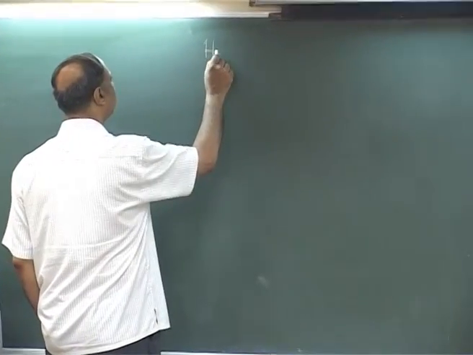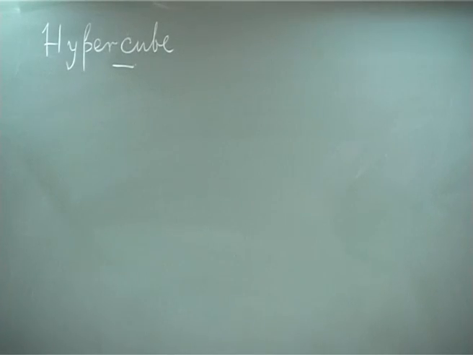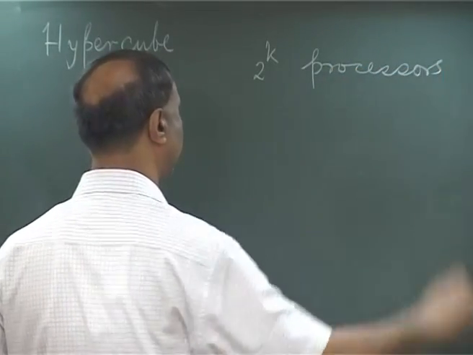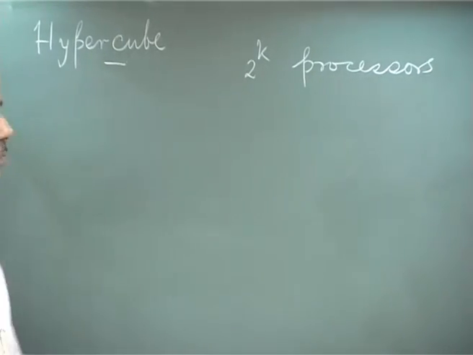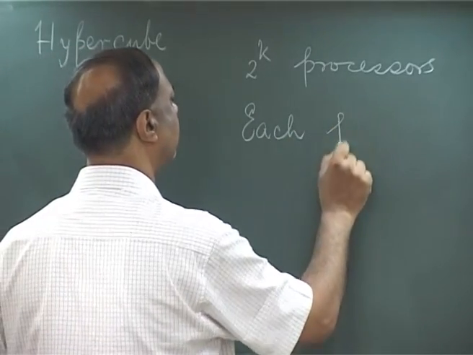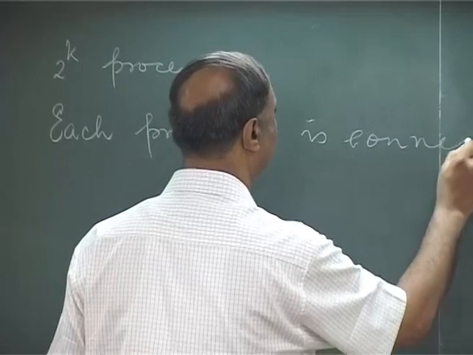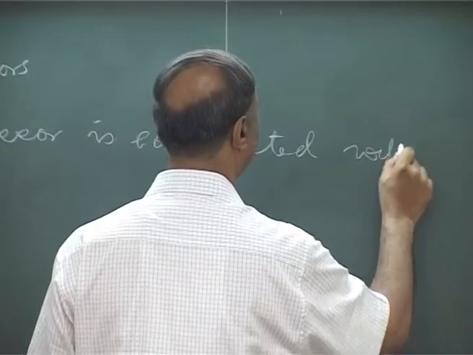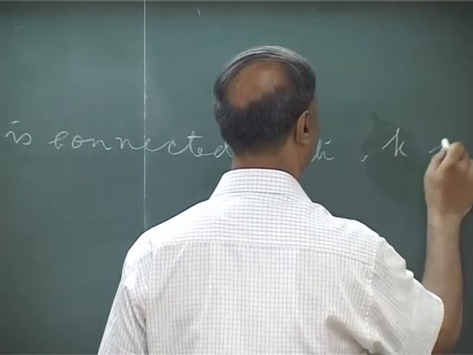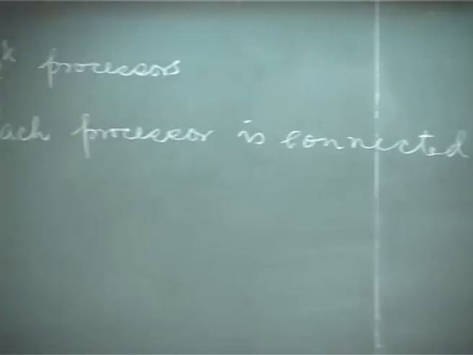Next model we'll be discussing is Hypercube. Here you have 2 to the power k processors, and each processor is connected with k, that is log n, other processors.